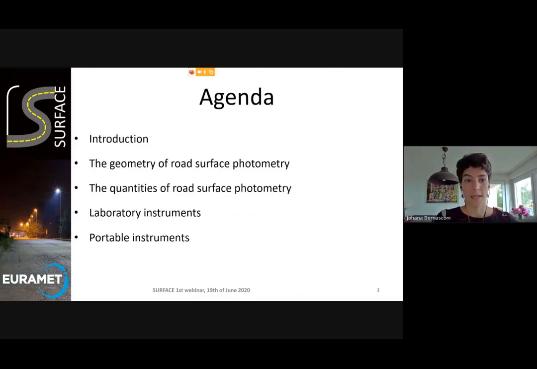So for the agenda, first I will do a brief introduction. Then I will present the geometry of road surface photometry, the quantities we use, and the laboratory and portable instruments that are used to measure those quantities.